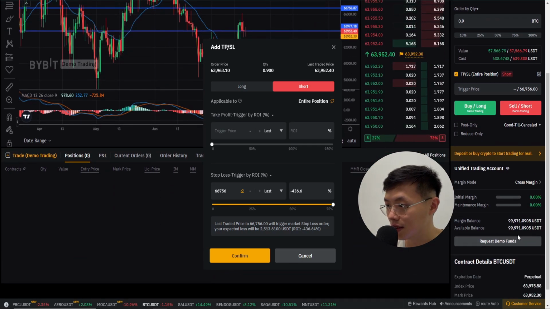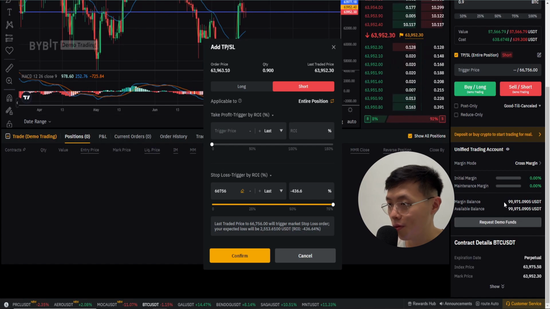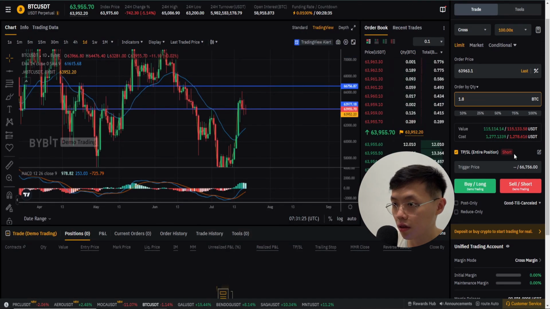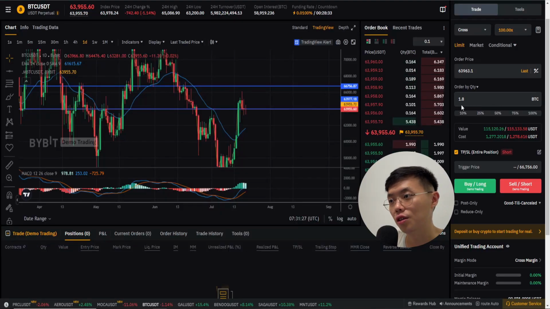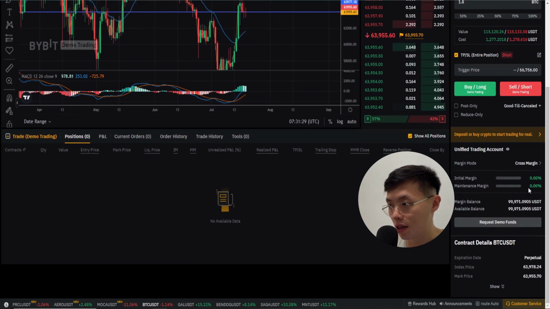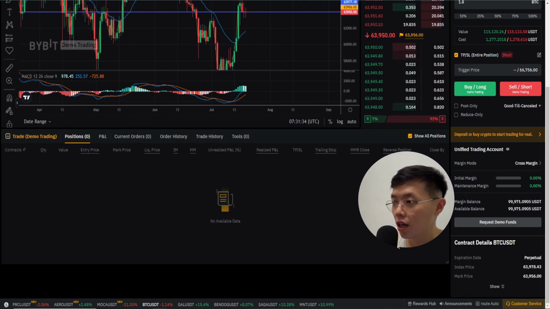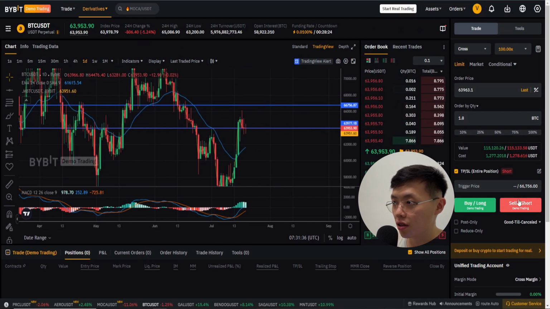I think demo trading just gave me more margin right now. So I will change it to 1.8, which is close to 5,000, which is 5% of 100K, my margin balance right now. So let's go ahead and open short.